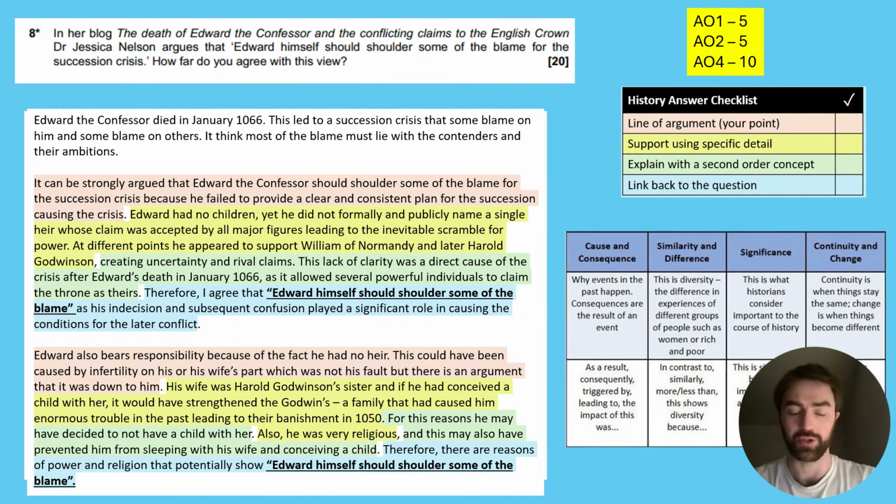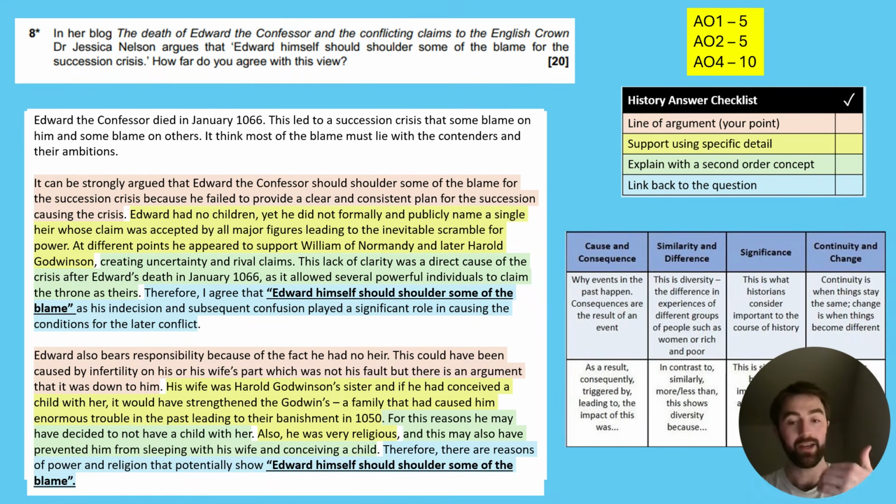Now this is where I'm going to pause. You'll have noticed I've done something here between slides. In the last slide, it pretty blithely said, therefore I agree that Edward had a lot of indecision, he had a role in the confusion, and caused the conditions for the later conflict. However, this is not going to get a lot of those AO4 marks. We have to remember half the marks in this 20 marker are judgment marks. And in the mark scheme, they specifically, explicitly say you need to refer to key terms in the question.